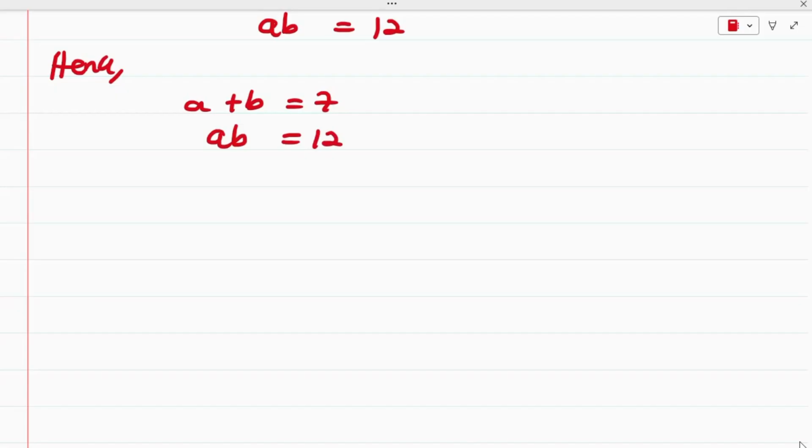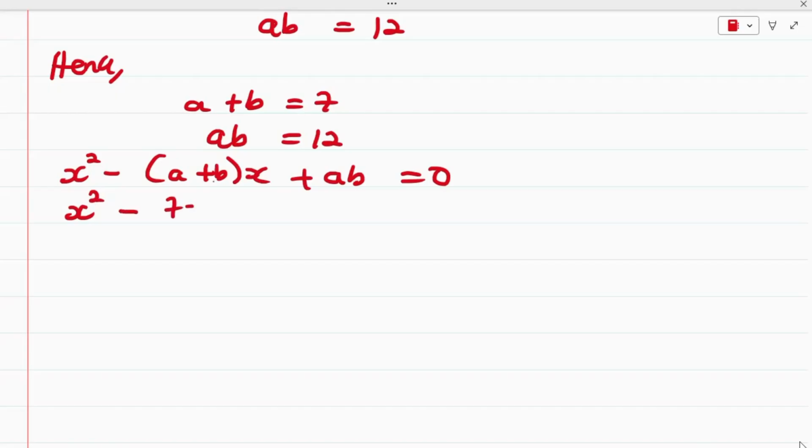So applying the sum and product of the roots of a quadratic equation, which says x squared minus (a plus b)x plus ab is equal to 0, we have x squared minus 7x plus 12, and this is equal to 0. We want to factor this.